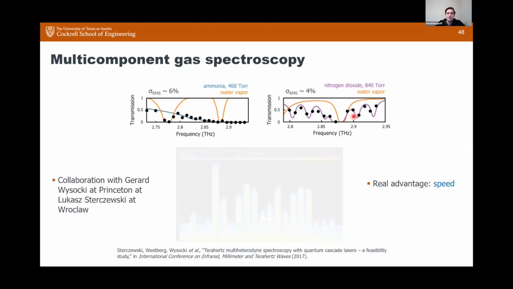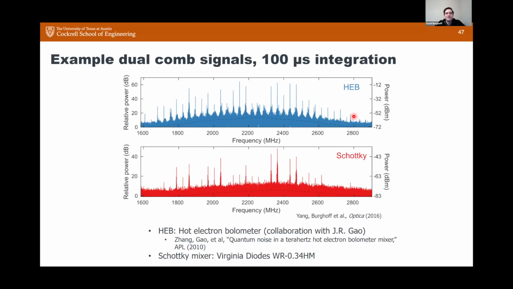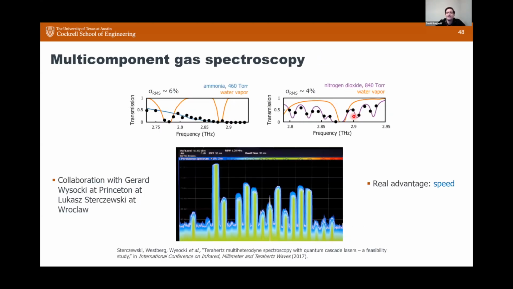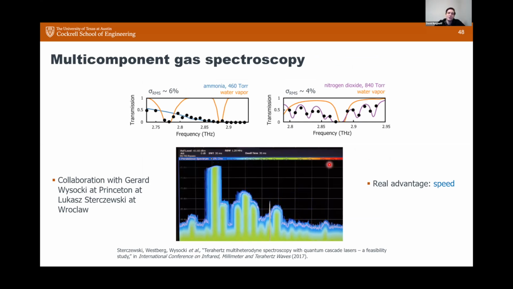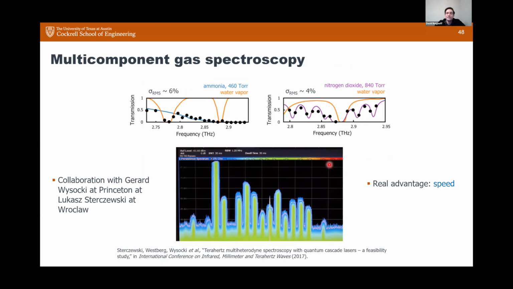So we demonstrated that you can do this. We didn't necessarily demonstrate that you could do a good version of this. Our collaborators at Princeton and now also at Wrocław did much better versions, using our lasers. One of the nice things is that you can do multi-component gas spectroscopy. So they showed that you can basically do real-time spectral measurements.